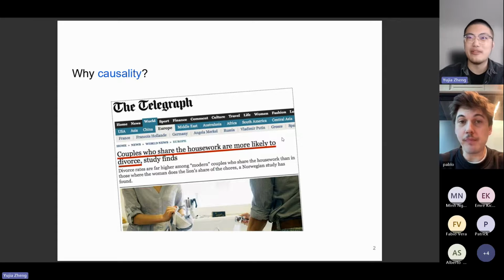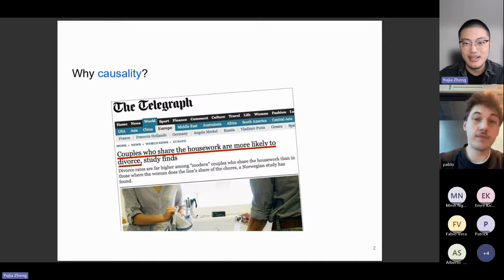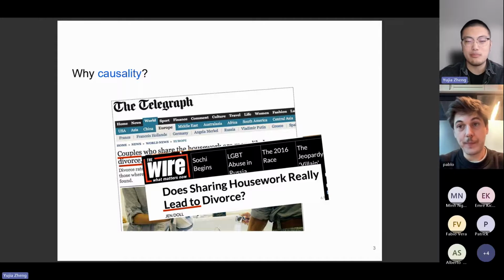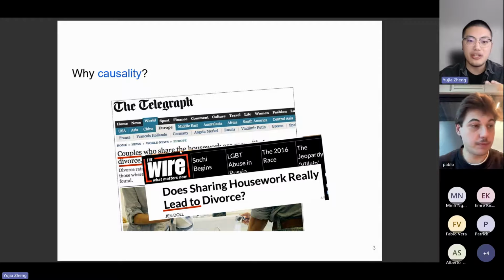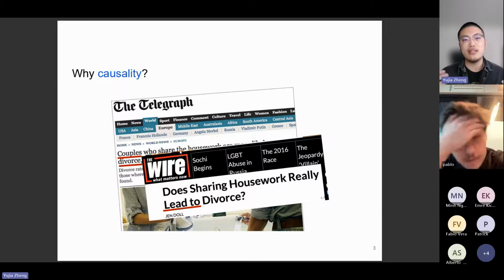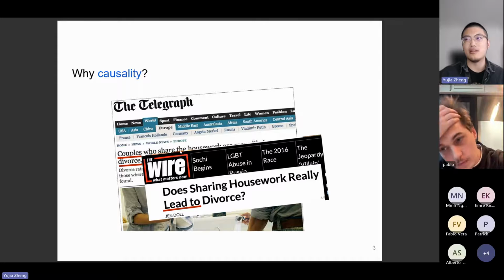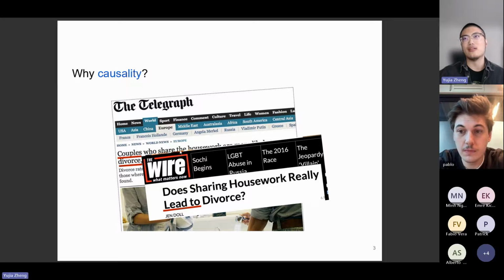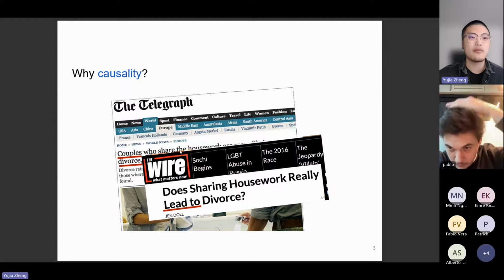So why causality? Let's start from a very general example. In this article, it assumes that couples who share the housework are more likely to divorce. It's kind of ridiculous because it gives an excuse like, oh, I don't want to wash the dishes because I don't want to divorce you. Obviously it's not true. That type of conclusion comes from a spurious correlation instead of causation. In order to really see whether that is true, we need to study the underlying causality between these types of events.